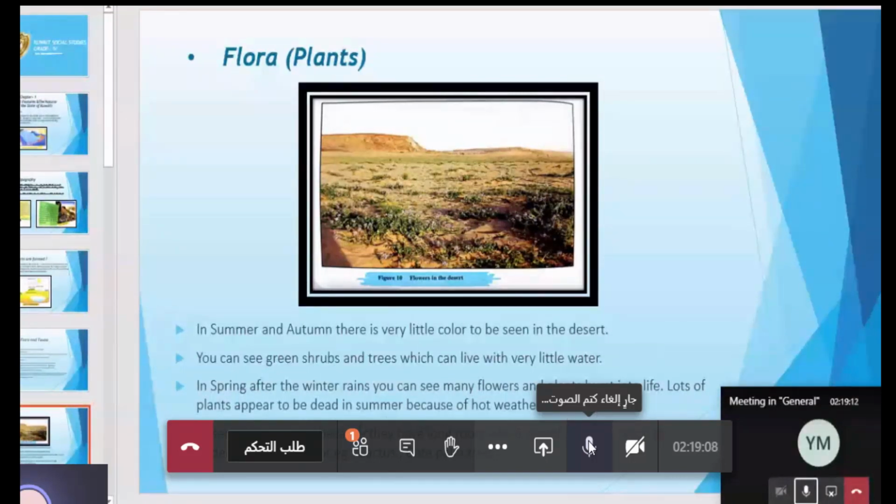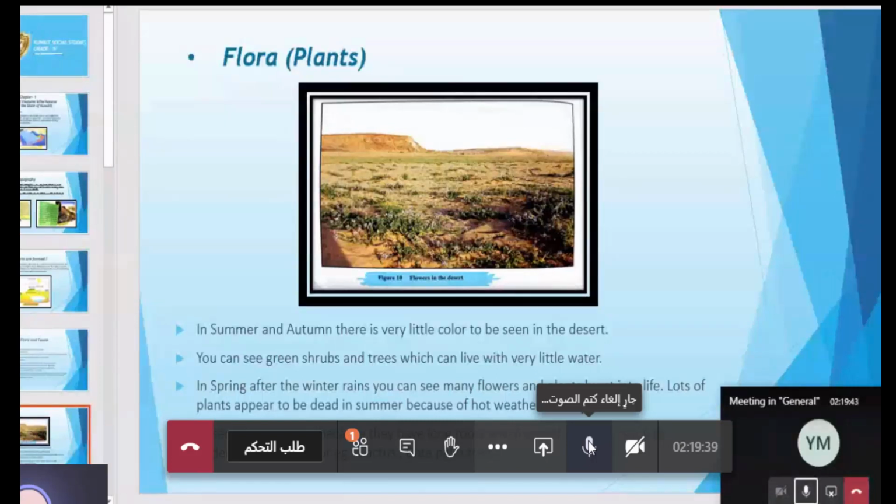Lots of plants appear to be dead in summer because of the hot weather. I told you yesterday also that during the summer the plants will die, and also the flowers will die, and they fall to the same ground. So the seeds are again there in the soil. These seeds will again burst into life in the next coming winters, when there is rainfall. Only because of rain they start growing, or they're bursting into life.